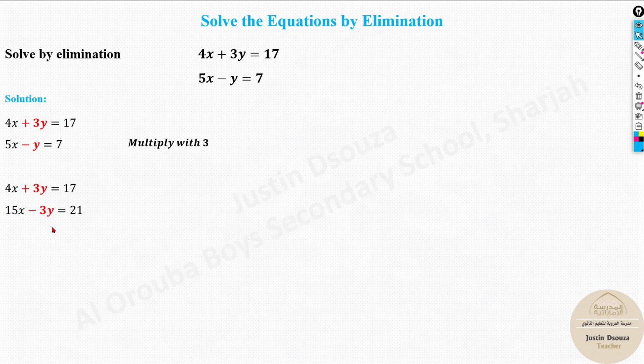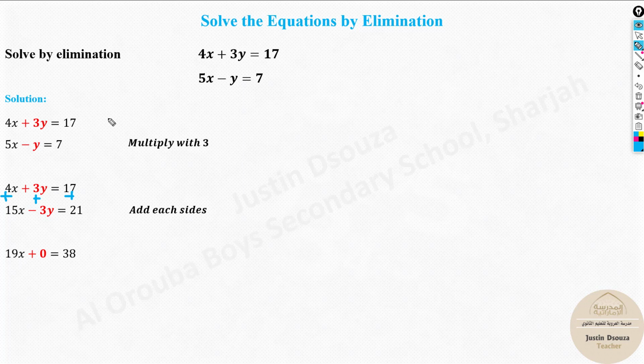And now you can add them up together. Add each side. This term cancels off, it becomes 0, but don't forget to add the other terms as well over here and over here. So it would be 4 plus 15, 19x plus 0 equals 38.